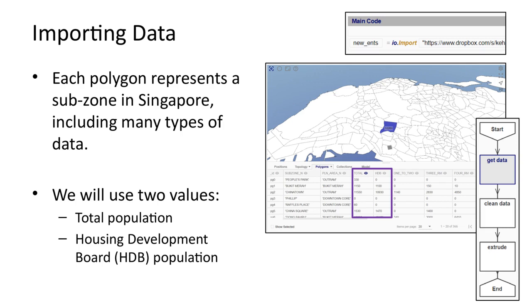For data visualization, two attributes will be used. The total attribute represents the total residential population, including both private and public housing. The HDB attribute represents the total residential population in public housing. In the second case, HDB stands for Housing Development Board.